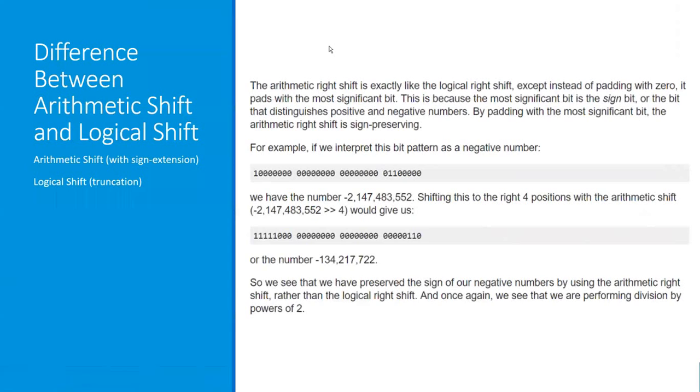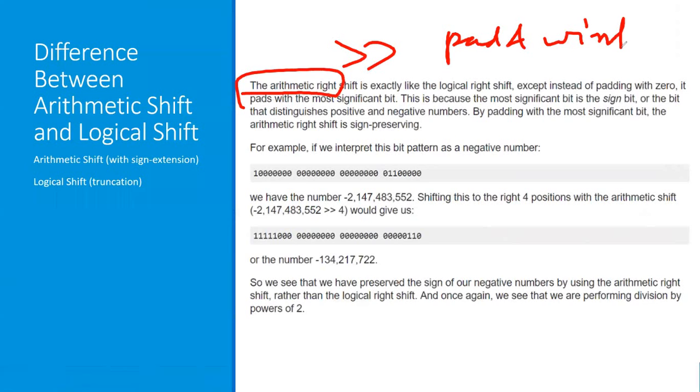What does that mean? The arithmetic shift, you will pad with the MSB. And for the logical shift, just 0. Okay, that's the difference. That happens when you have the -1.